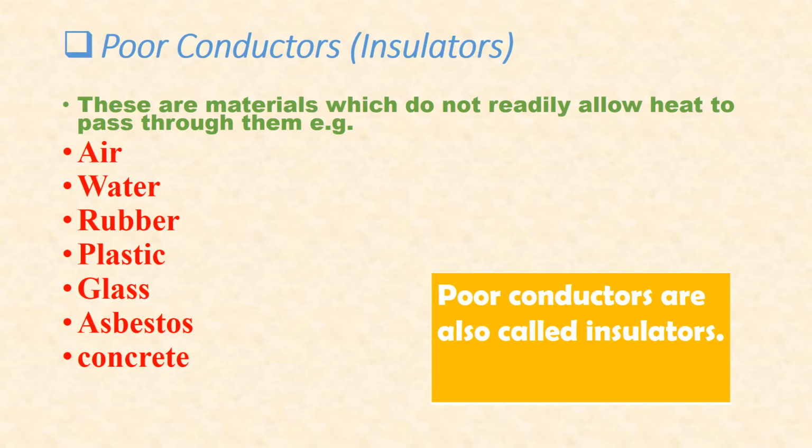Poor conductors. Another name used for poor conductors is insulators. These are materials which do not readily allow heat to pass through them: air, water, rubber, plastic, glass, asbestos, concrete. These are poor conductors of heat.